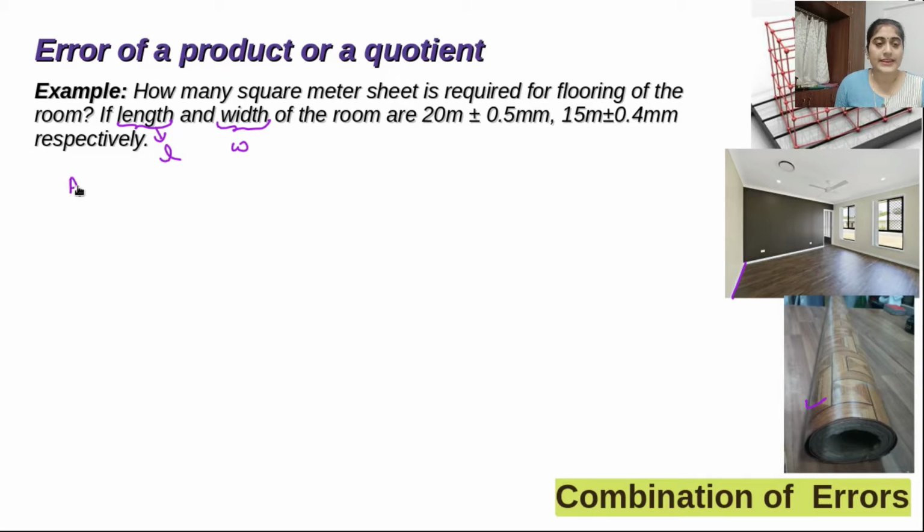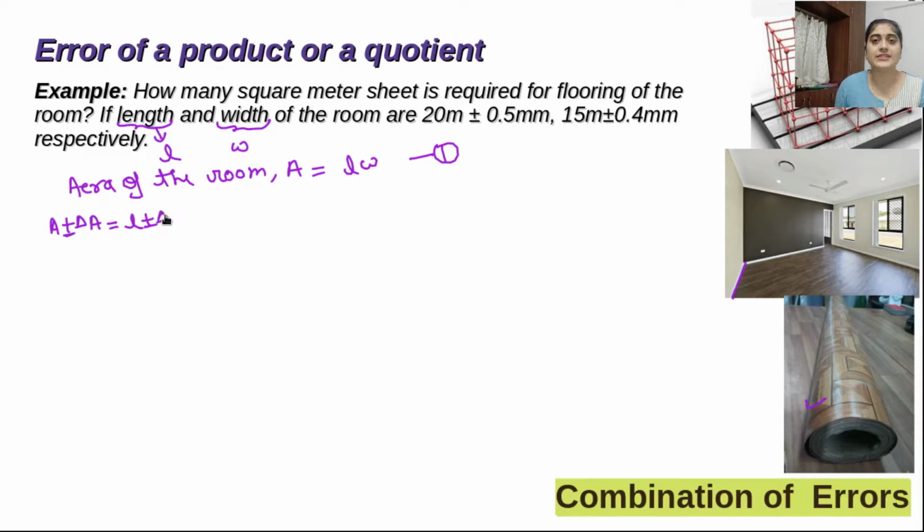So the area of the room, I am taking as A, that will equal L into W. This is one equation. So A plus delta A will equal L plus minus delta L, and W plus minus delta W, because error is in plus and minus both.